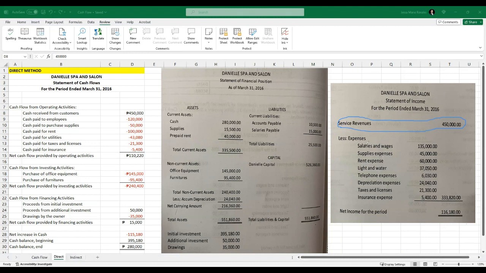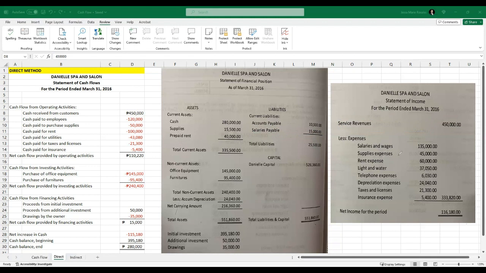Next, isa-isa na ni. Salaries and wages, 135,000. Okay, so nganong dili man siya 135,000? Because if you look at the statement of financial position, naa tay salaries payable na 15,000. In short, we incurred salaries and wages worth 135,000, but we only paid 120,000 kay naa pa man tay payable na 15,000. Okay?